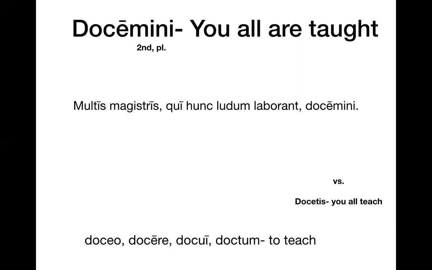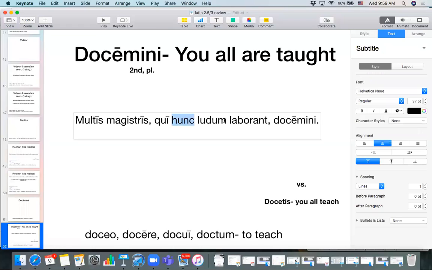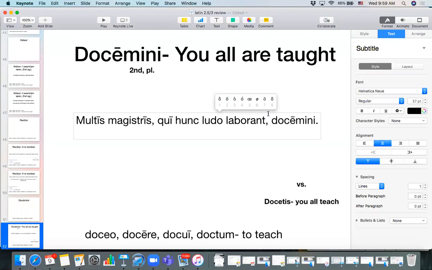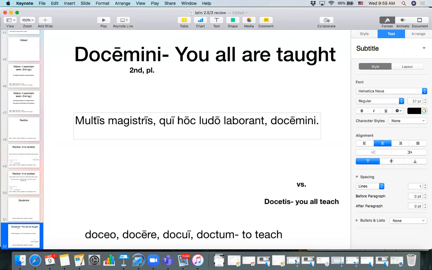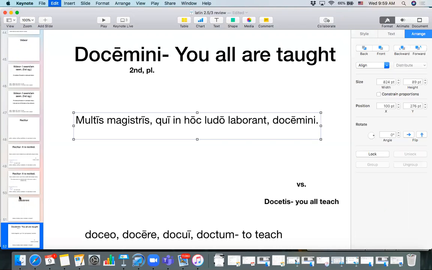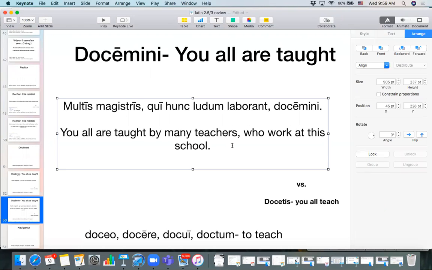Who? Where? Yeah, I did this wrong. So we don't want this school to be accusative. What do we want this school to be? Anyone? Y'all do my job for me. Yeah, how about ablative, like in this school. I don't know why it would have been accusative. So there we go. So you all are taught by many teachers who work at this school.